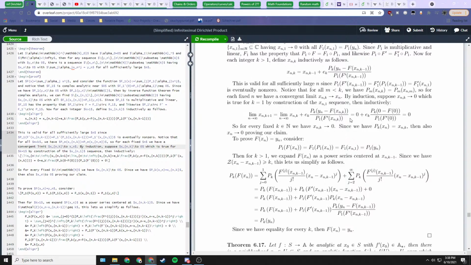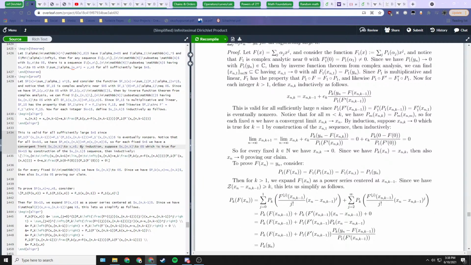We do have this limit, all these x_n^k's are going to 0. f prime goes to 0, f prime p1, f prime 0 also converges, this all converges, and this goes to 0, since the numerator is 0, and then this front part is 0. So for every fixed k, we do have this limit. Since we have p_k x_n is x_n^k, then also x_n goes to 0, proving this is our first claim.